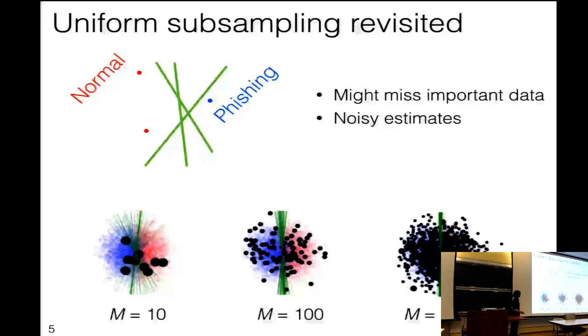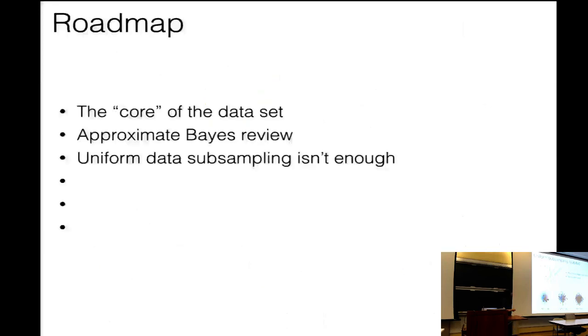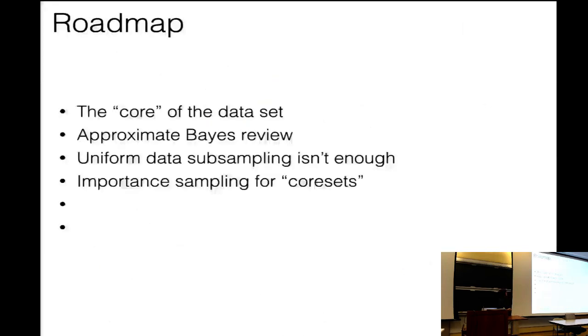OK, so it seems like uniform data subsampling isn't cutting it. Is there something else that we could do? Well, we might think to ourselves, hey, we know that there's part of this data that's really important, the phishing data. That's what we really care about. Maybe we should just upweight the phishing data to get an estimate of what's going on.